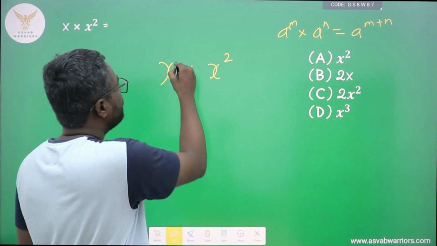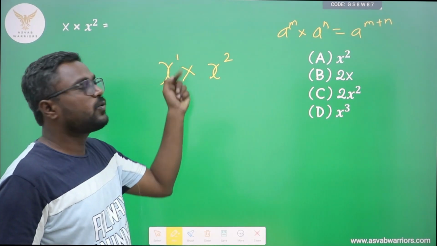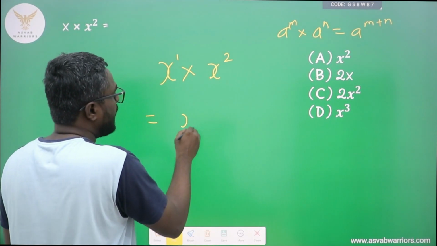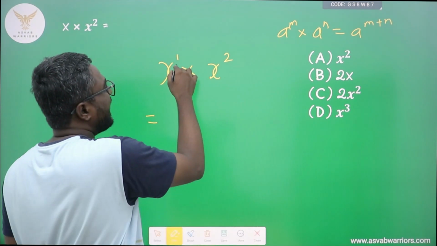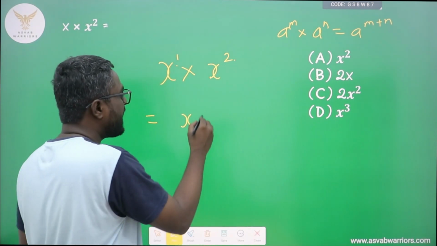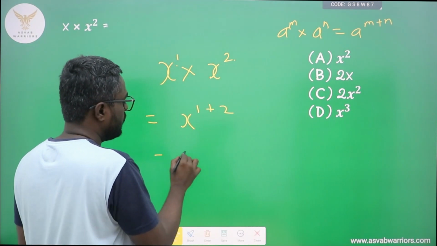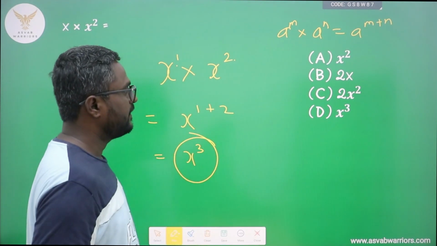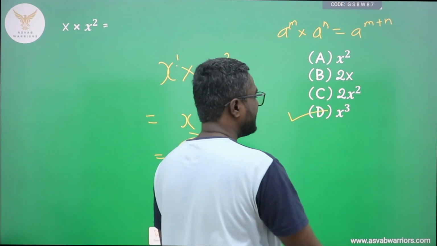Now here, if there is nothing, so it is what? X to the power 1 times x to the power 2. So what do we have? X to the power m plus n. What do we have? 1 plus 2. So x to the power 1 plus 2 is nothing but x to the power 3. So option D is correct.